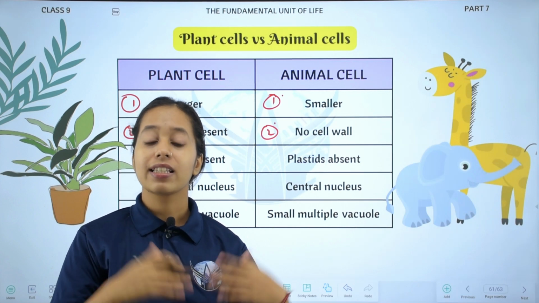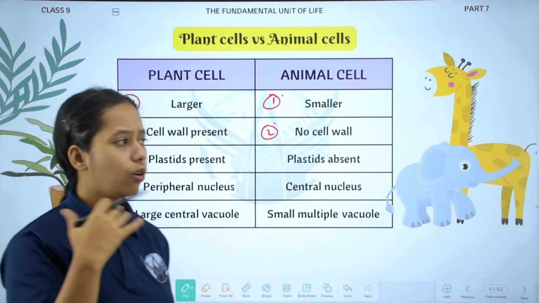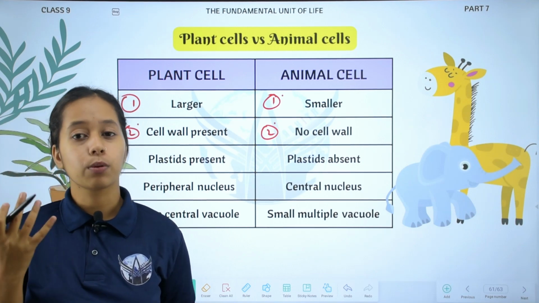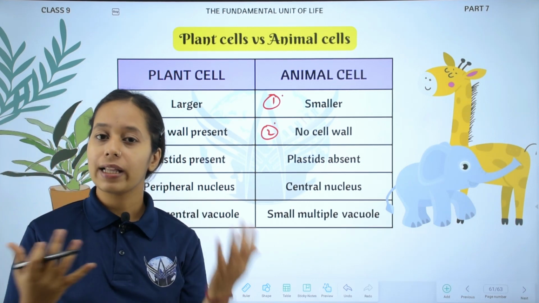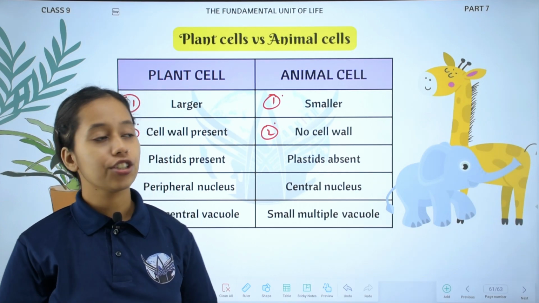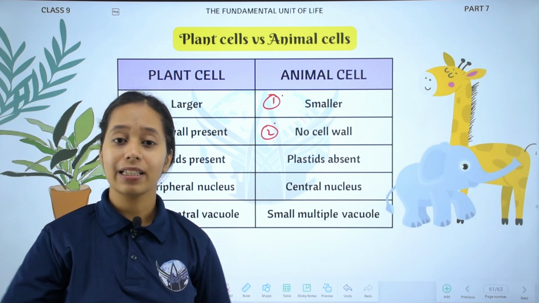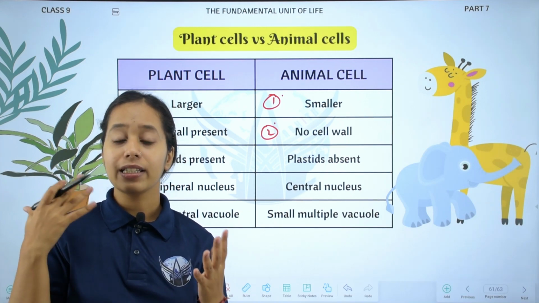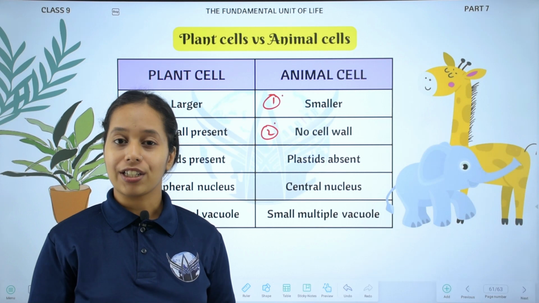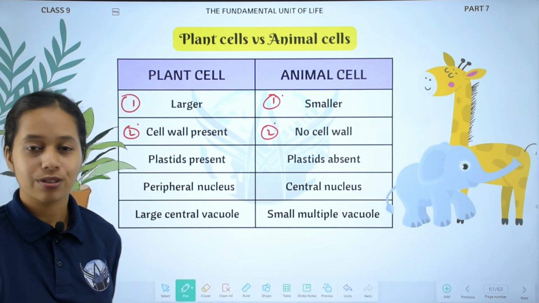They give support, they give rigidity to the cell. And they also give protection to the plant cell. Why do plant cells need protection? Because they cannot move around from place to place just like animals. They are stuck to one place, so hence they need mechanical support. They need protection, and this protection is provided by cell wall, which is made of cellulose.